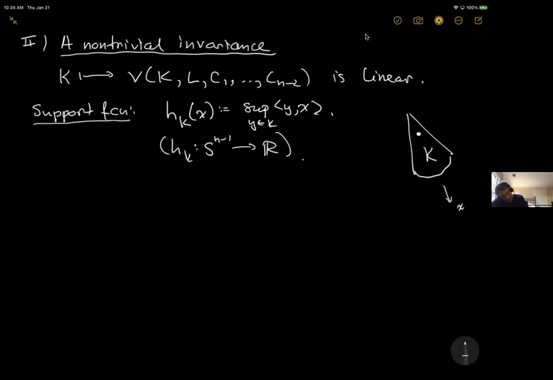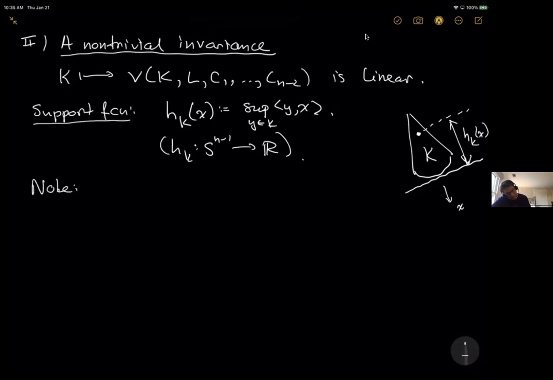So what I can do is I can look at the supporting hyperplane of this convex body that has normal direction x, right? So this is the supporting hyperplane of that convex body that has normal direction x, and I can look at its distance to the origin. So this distance of the supporting hyperplane to the origin, that's exactly hk of x. And what this means is that if I know the function hk for all x, right, then I know the signed distance to the origin of the supporting hyperplane in every normal direction, which means I know the convex body, right? Because the convex body is the intersection of its supporting half spaces. So the support function uniquely determines the convex body.